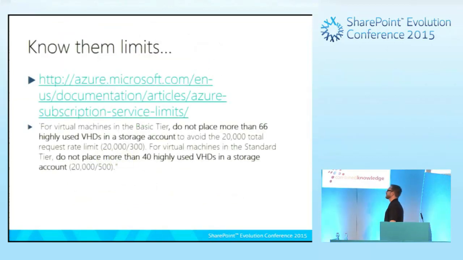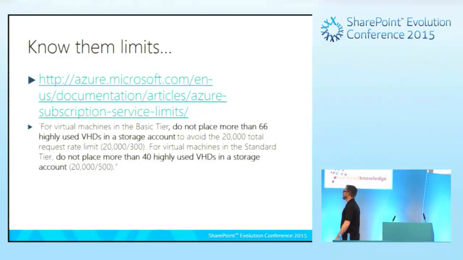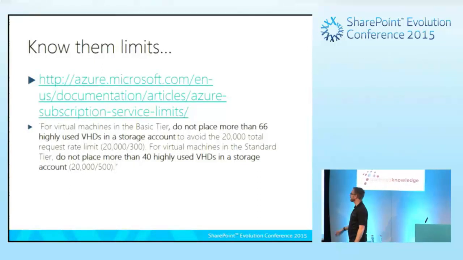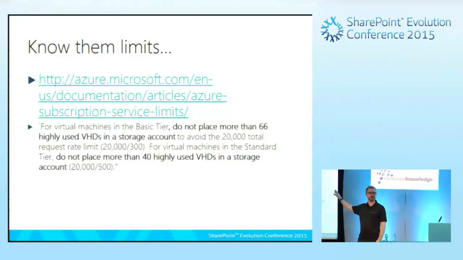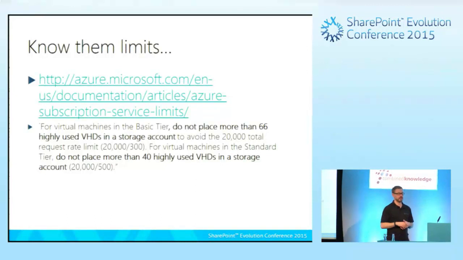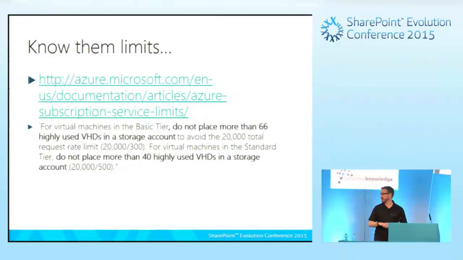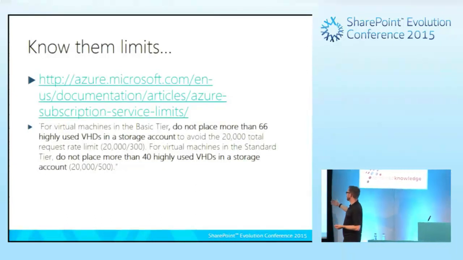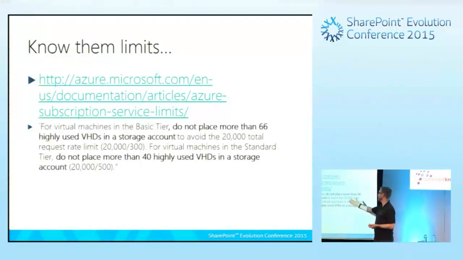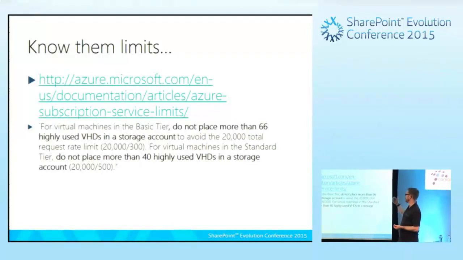This is one of the most important pages around Azure. If you work with SharePoint, you know about the boundaries and limits page for SharePoint. This is a corresponding thing for Azure. So you need to look through that one when you design and build out your farms. For instance, we have this thing. Do not place more than 66 highly used VHDs in a storage account to avoid the 20,000 total request rate limit.